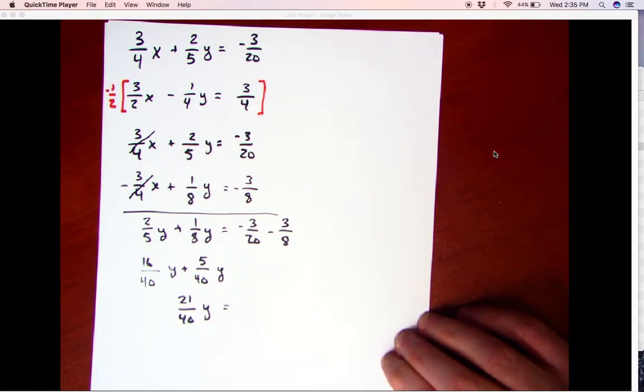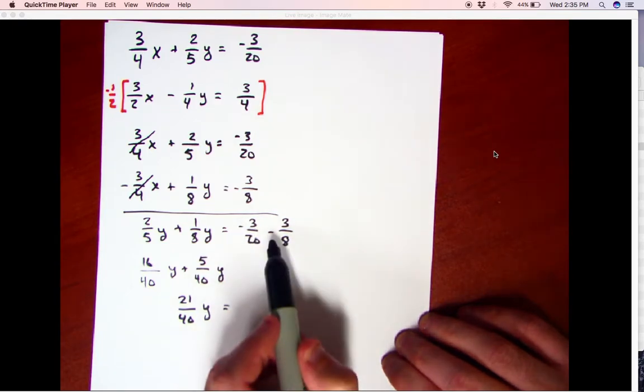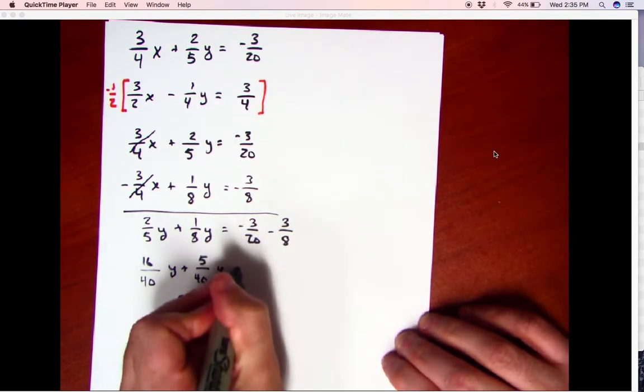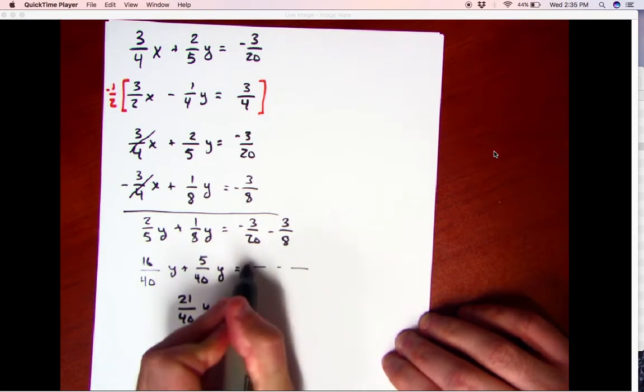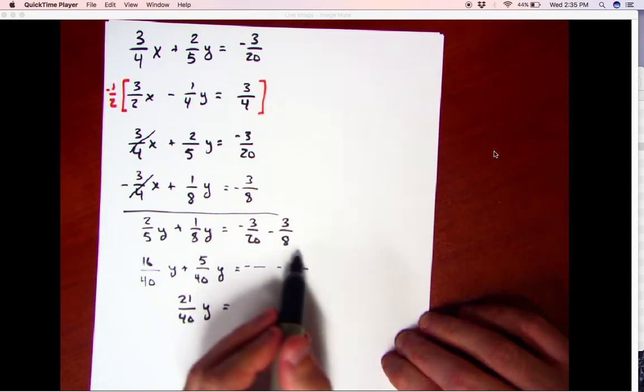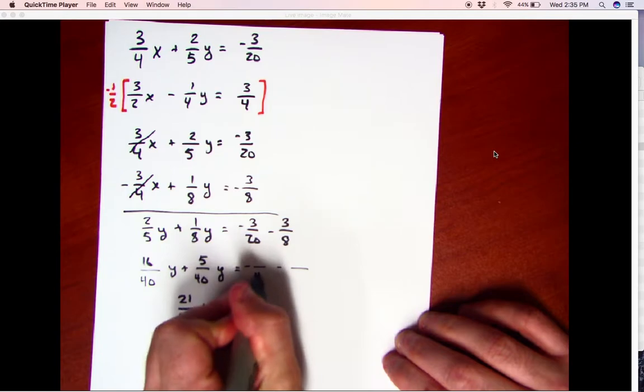Equals. Now to do the terms over here, negative 3 over 20 minus 3 over 8. If you find the least common denominator between these two terms, the LCD between 20 and 8, ironically, is going to be 40 as well.